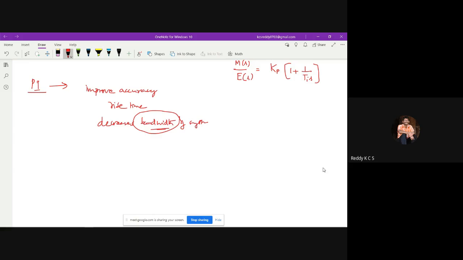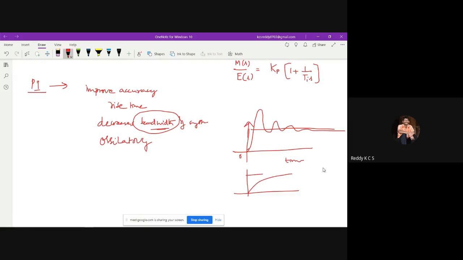It makes the response more oscillatory in nature. Because of the PI controller, the response of the system, this is what you can call a response curve with respect to time, is more oscillatory. This is called oscillatory behavior. We discussed one more, which is exponential behavior of the response. So we have two kinds of behavior of the response of the system with respect to time: oscillatory and exponential. The PI controller makes the system more oscillatory in nature.